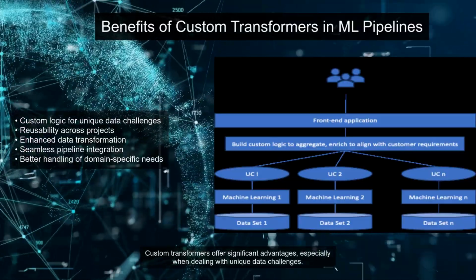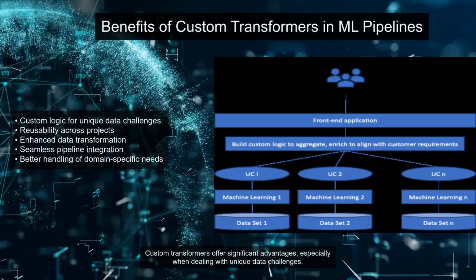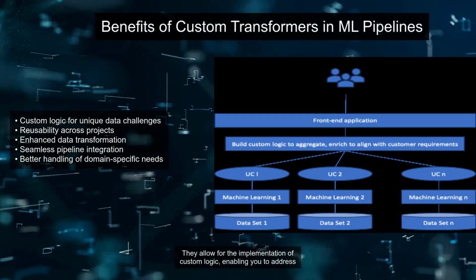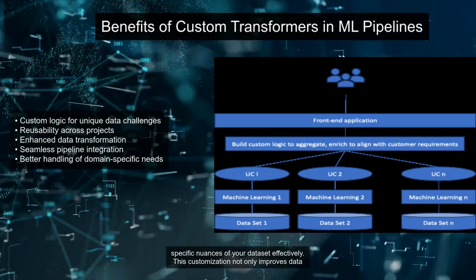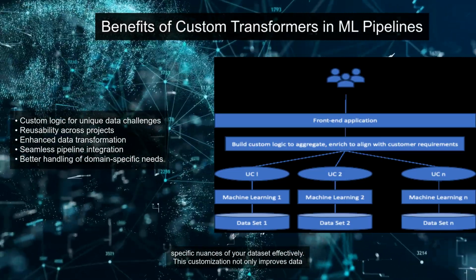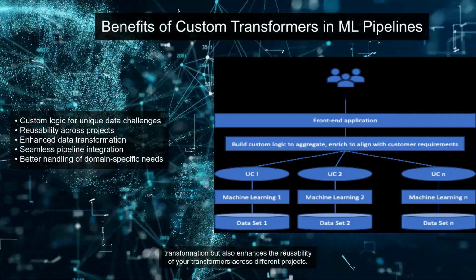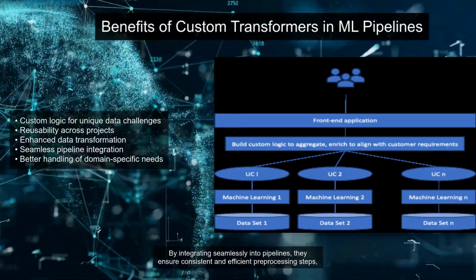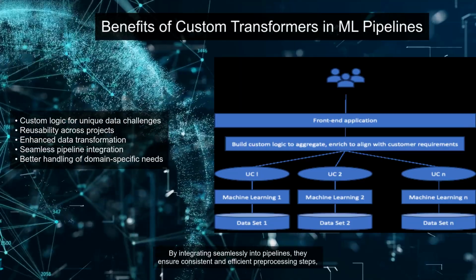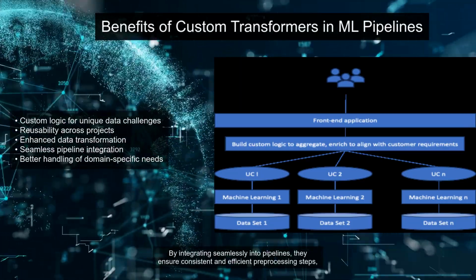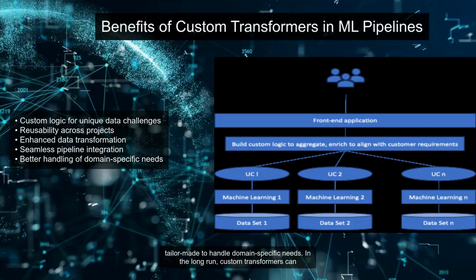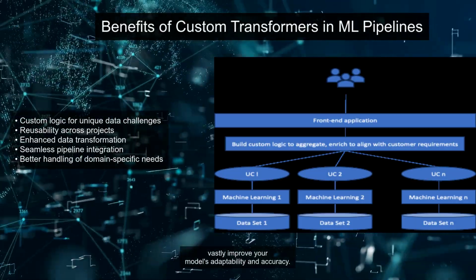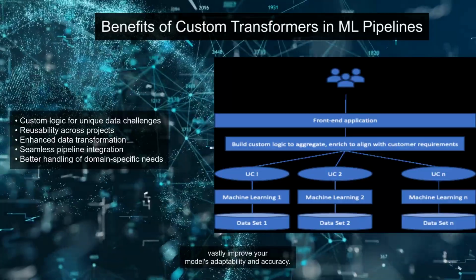Custom transformers offer significant advantages, especially when dealing with unique data challenges. They allow for the implementation of custom logic, enabling you to address specific nuances of your dataset effectively. This customization not only improves data transformation but also enhances the reusability of your transformers across different projects. By integrating seamlessly into pipelines, they ensure consistent and efficient preprocessing steps, tailor-made to handle domain-specific needs. In the long run, custom transformers can vastly improve your model's adaptability and accuracy.